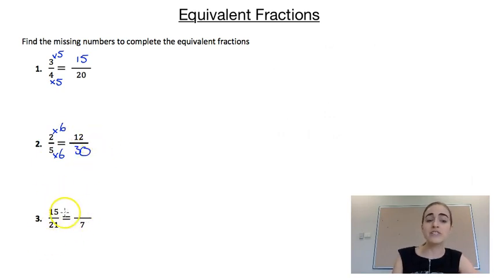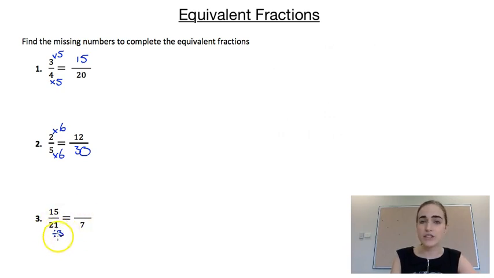All right, our last one, we've started with 15 over 21, and we want to write an equivalent fraction that has a denominator of 7. So this time's a little bit different because we've gone from a big number to a smaller number. So that means instead of multiplying, we must have divided. So we have to think about what we would have to divide 21 by to get to 7. And that's going to be 3, because we know that 3 times 7 gives us 21. So that means that 21 divided by 3 will give us 7.